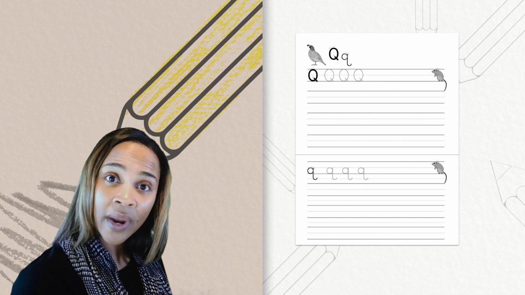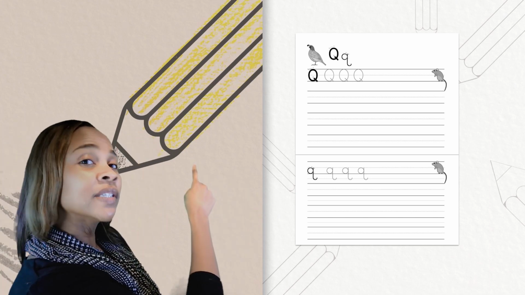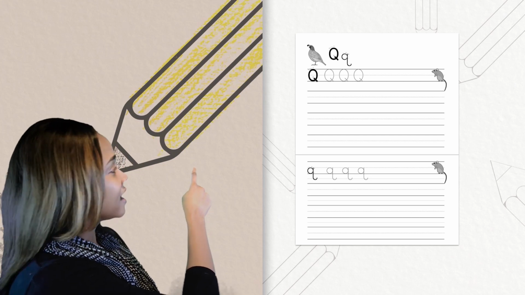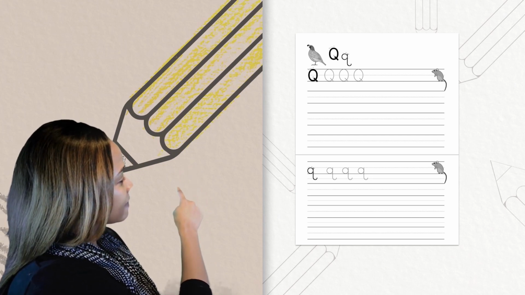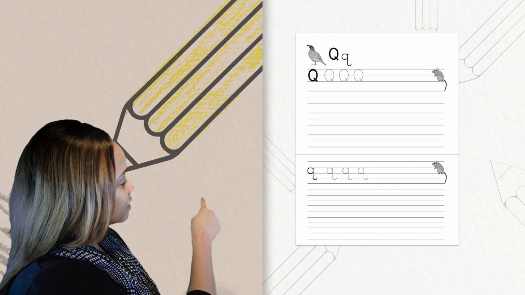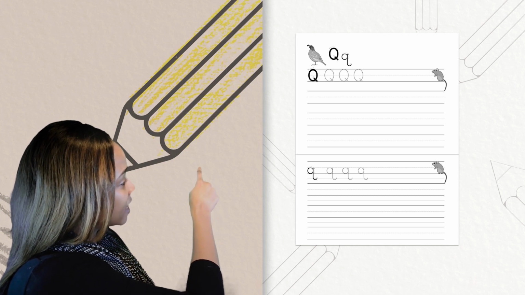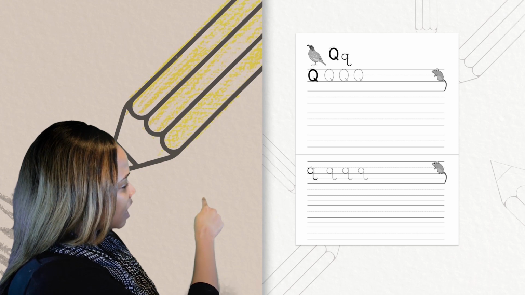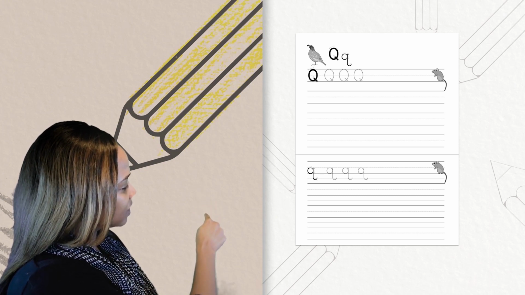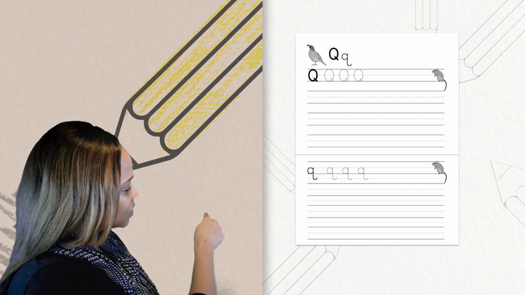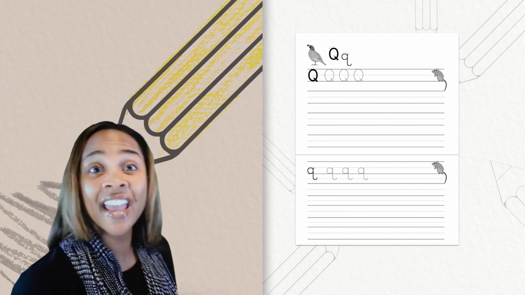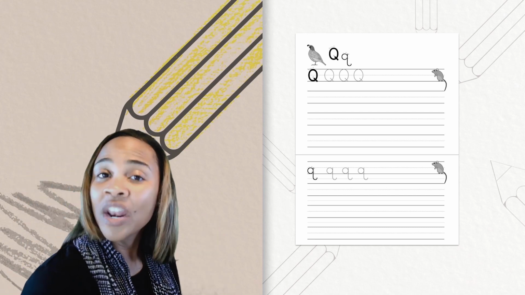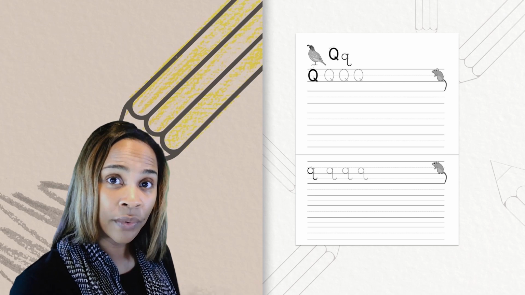Now let's try the lowercase q. Take your pencil and start at the belly line and come around like we're making a C, going to the foot line and coming back up to the belly line, and then coming down, making a straight line past the foot line to the tail line, and then making a little curve at the end of our line. And we've made the lowercase q.